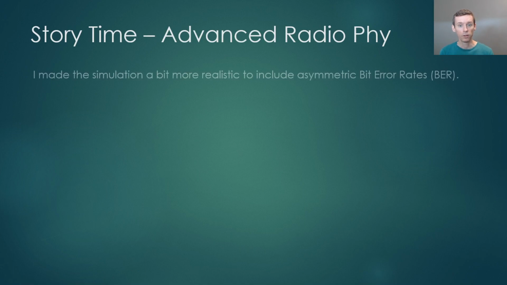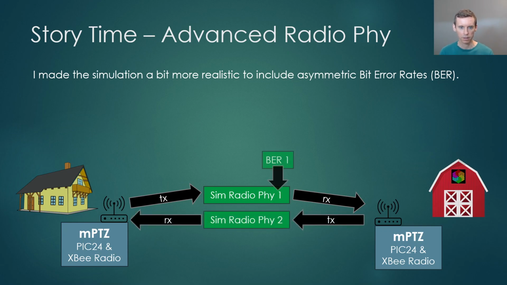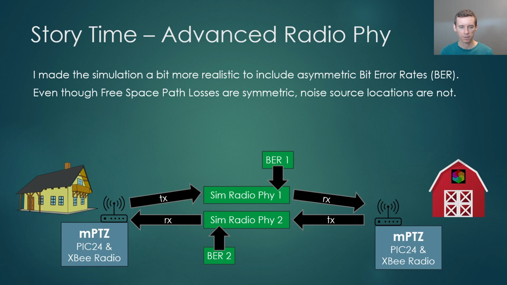Now, we actually went more advanced than that last slide showed for the radio PHY. I included asymmetric bit error rates. And this might seem a little bit weird, because if you're familiar with radio, if you think about the free space path losses from the house to the barn and the barn to the house, they're symmetric, they're the same.